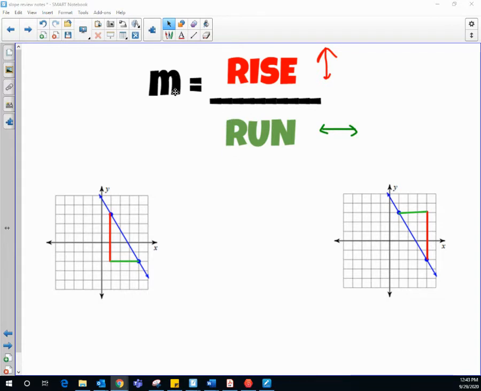So now we're just going to count our rise and our run, making sure to pay attention to direction. So if you had to move down, it's a negative value. If you move up, it's a positive value. If you had to move left, it's a negative value. If you have to move right, it's a positive value. So make sure you keep that in mind as you're calculating.